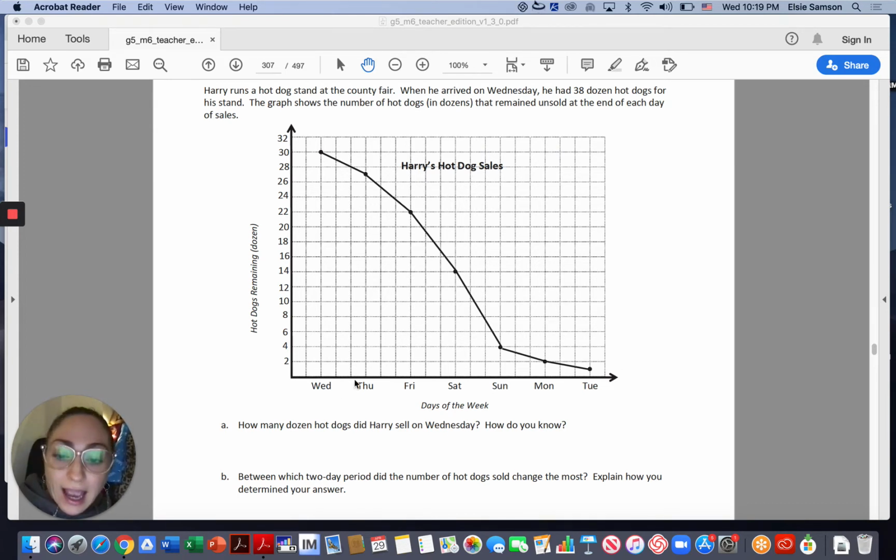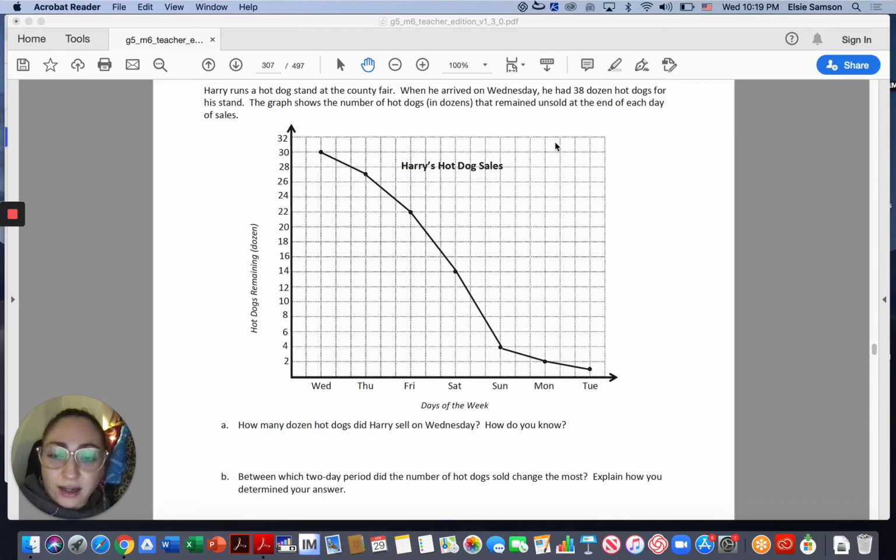We look at the axes. The x-axis, its label, days of the week. Okay, that is the time it's talking about, days of the week. We look at the y-axis, which is about the hot dogs remaining in dozens. That's something to note and remember. Okay, so these are the number of hot dogs remaining in dozens. So it's telling us the hot dog sales that have happened over time.